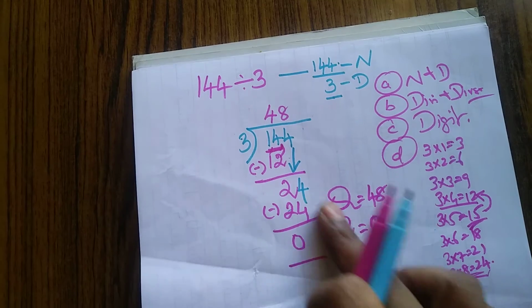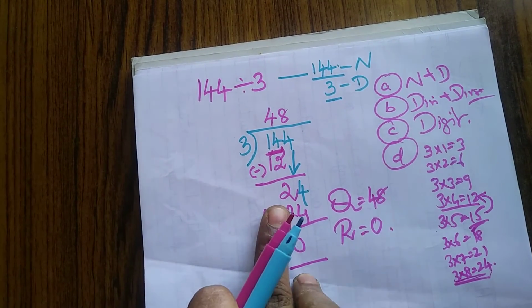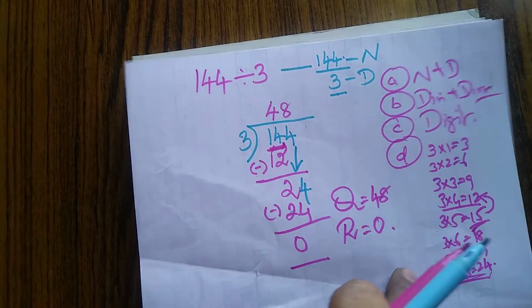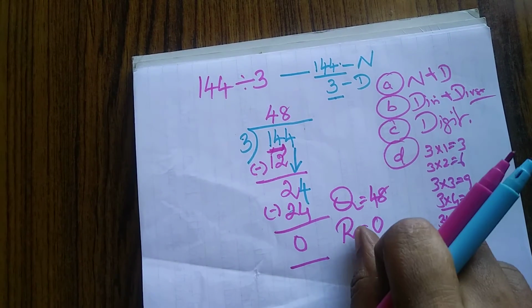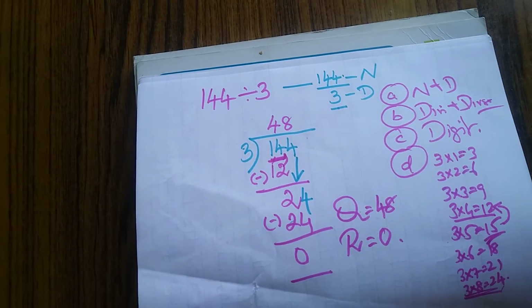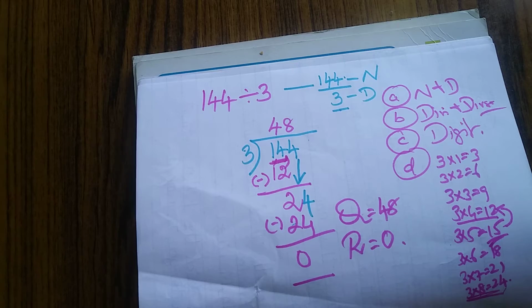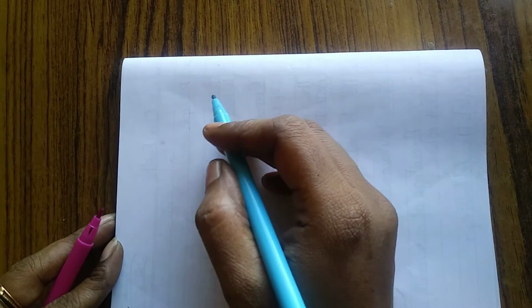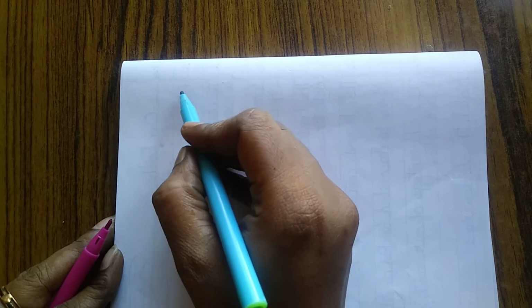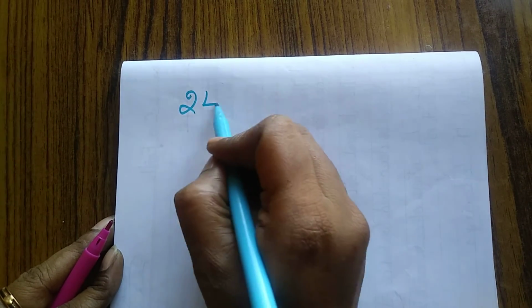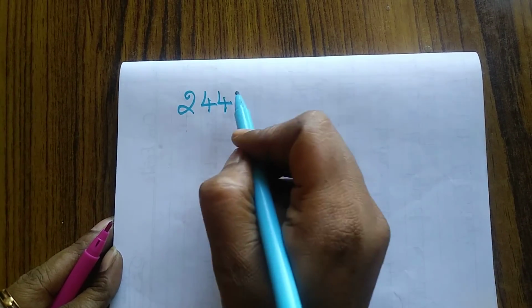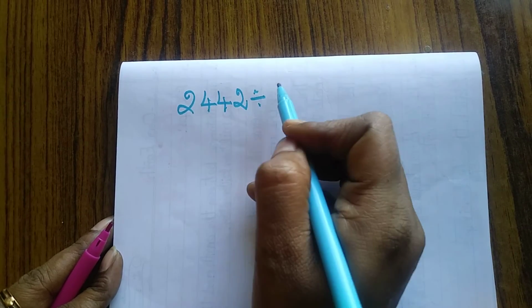So to find this out, you should be fluent with the tables. So this is one more thing. Shall we continue with one more example of a little bigger number? Yes. So let us try a little bigger number, like 2442 divided by 6.